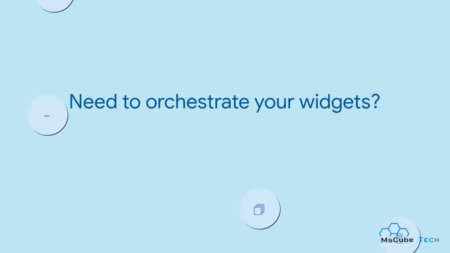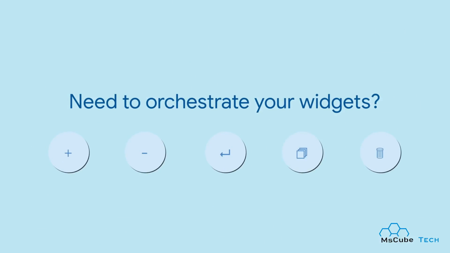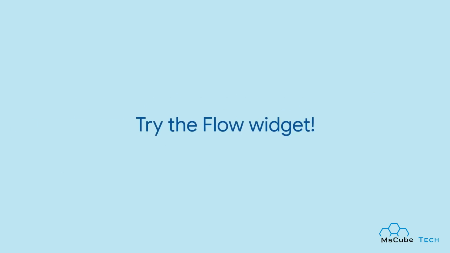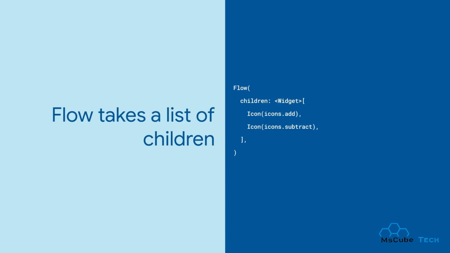Have you ever needed to coordinate the animation of a list of widgets, all behaving similarly? Maybe to build a custom floating action button menu? If so, try the Flow Widget. To start, add a Flow Widget to your app and give it a list of children.